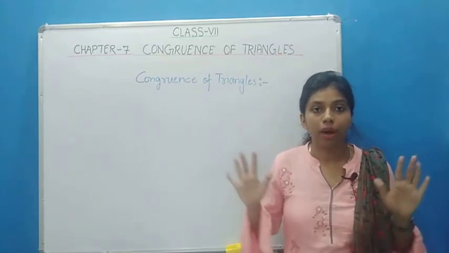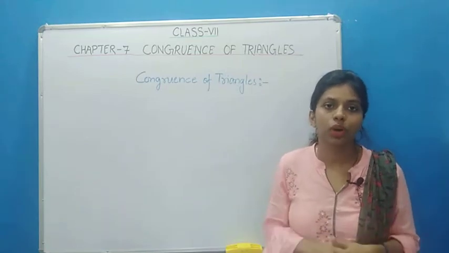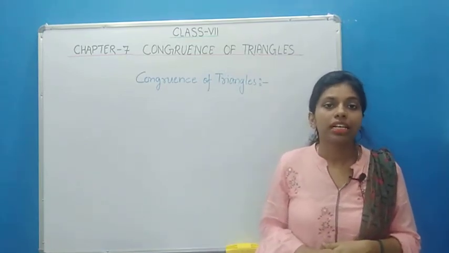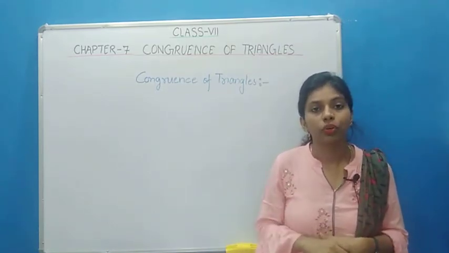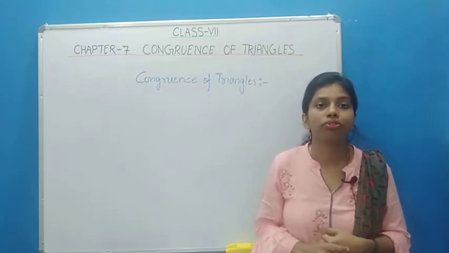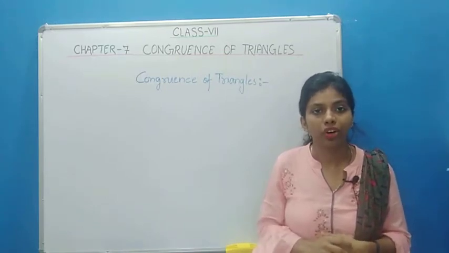Like our palms, these two have the same shape and same size, so these two are congruent to each other. Similarly, we have lots of congruent figures. So in this video we are going to discuss our main topic of this chapter, that is congruence of triangles. So how do we know that two triangles are congruent or not?